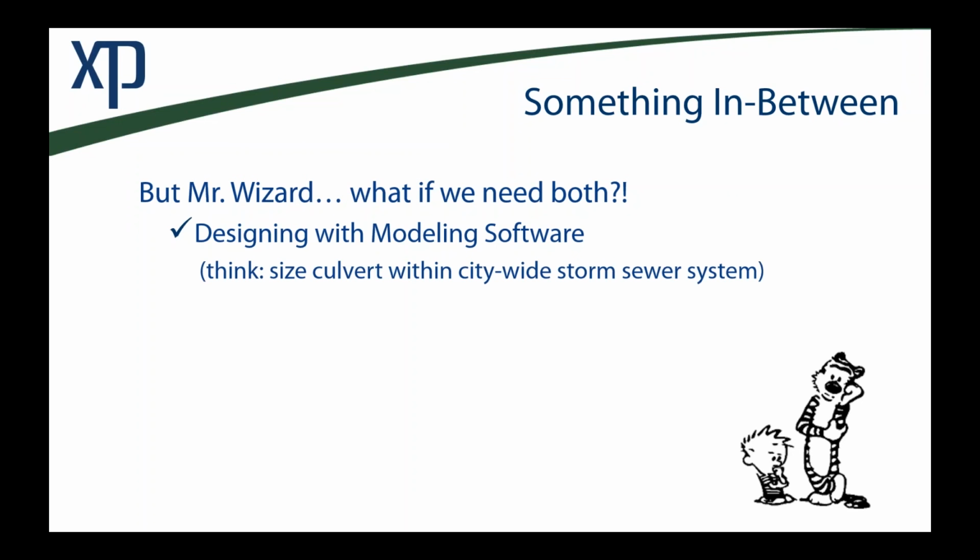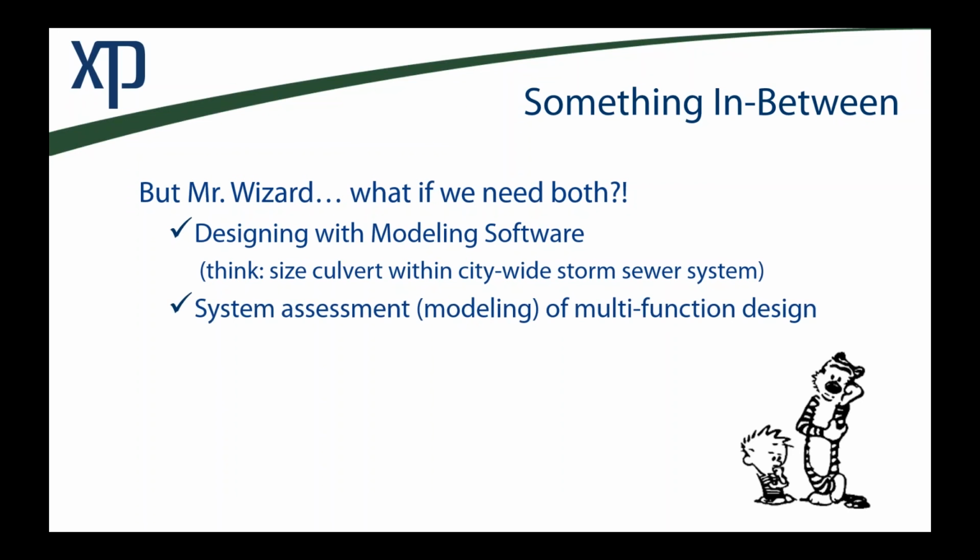So we might use a modeling package and have a little more manual iteration to size something, but it kind of lives in that modeling space. The opposite side would be a system assessment, you call it modeling, of a multifunctional design. So I might think of this as, in design, we no longer just see if our detention basin works, right? So we used to just size our detention basin. Is that big enough? Done. We don't really do that anymore.